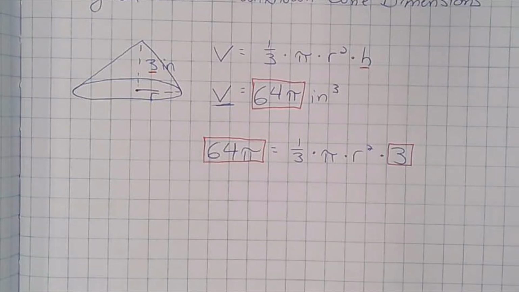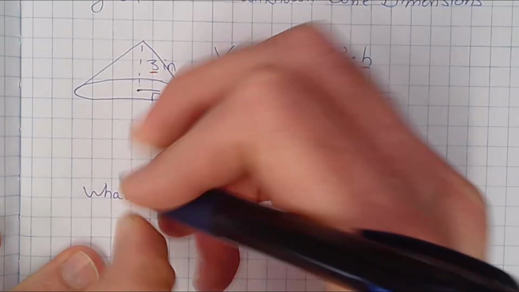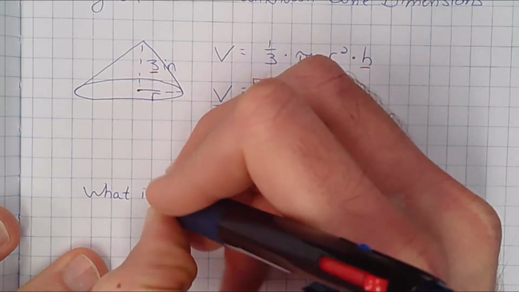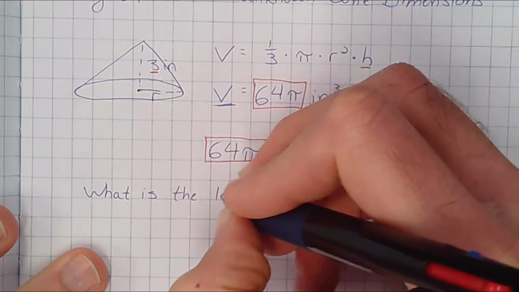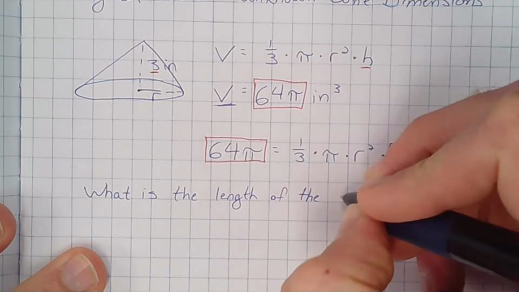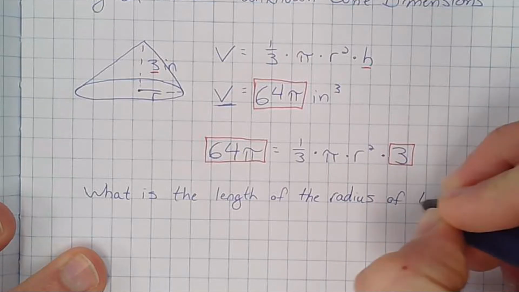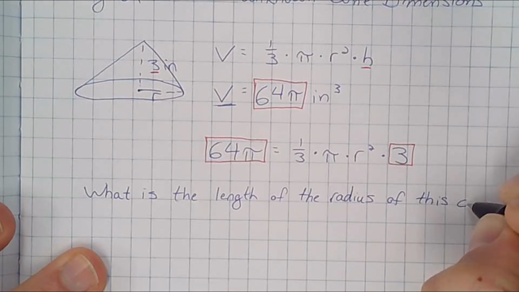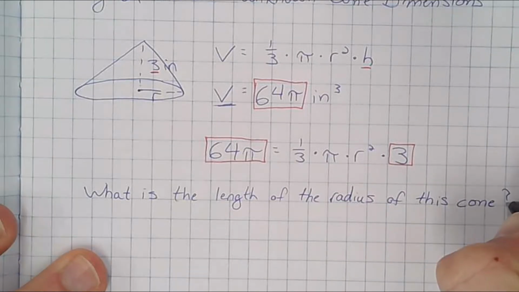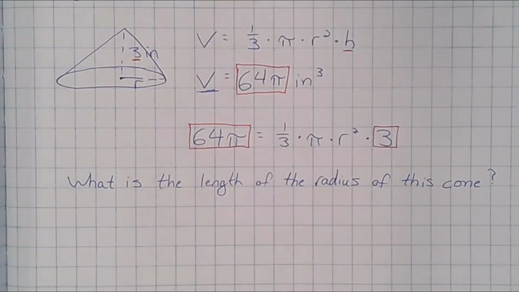So now the question is, let's write down the question. What is the length of the radius of this cone? All right, to find that out, we're going to solve this equation like we would any other.